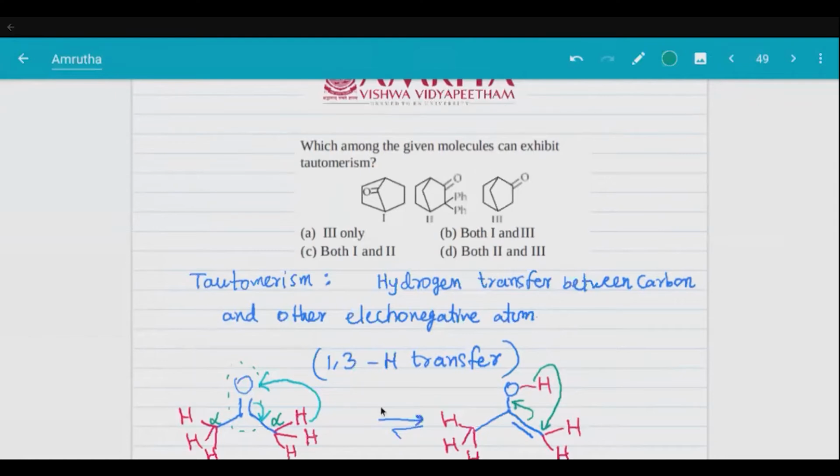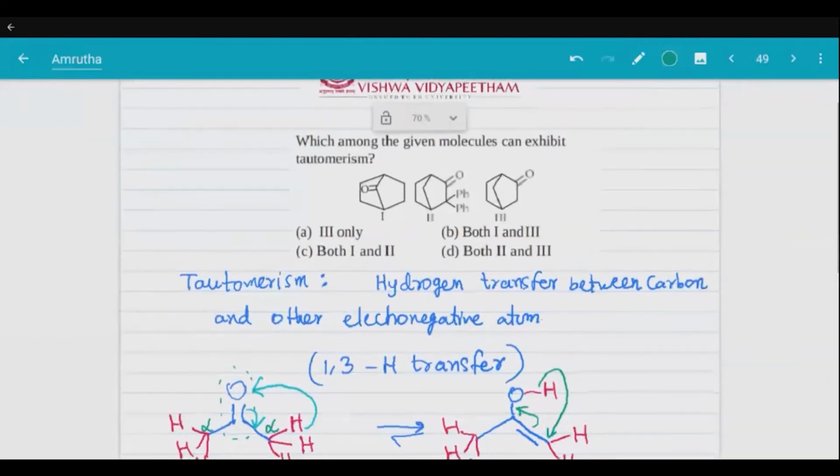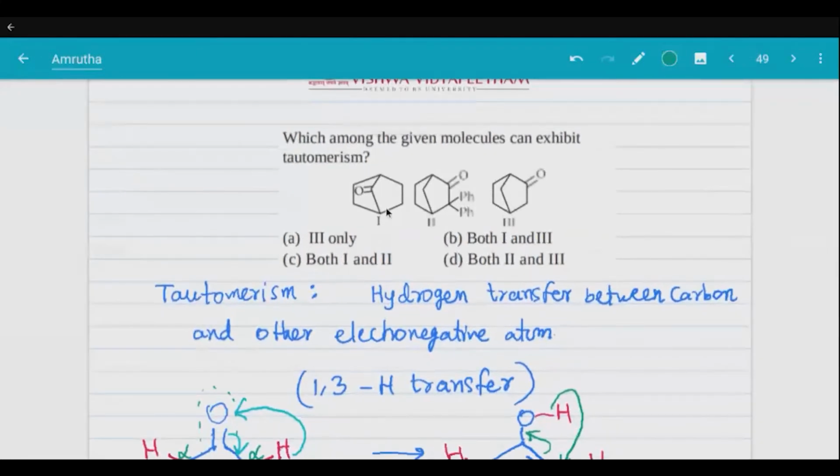Okay, so where are the alpha hydrogens? Can you tell me? Which of the following molecules can exhibit tautomerism? They're saying 1 and 3. Are you saying 1 and 3? Okay. See, look at this one. There are alpha hydrogens. Here, there is an alpha hydrogen. Here, is there an alpha hydrogen? Yes, 3 bonds are there, 1 alpha hydrogen. Okay, fine. But remember, there is one more rule.